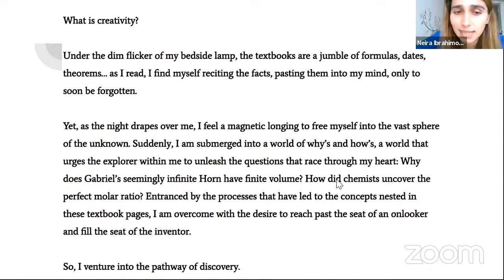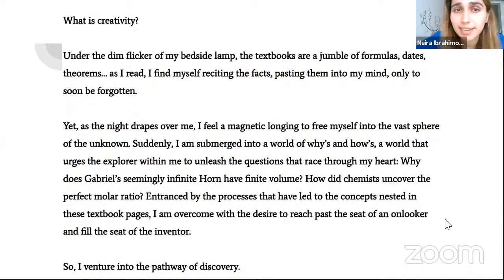Why does Gabriel's seemingly infinite horn have finite volume? How did chemists uncover the perfect molar ratio? Entranced by the processes that have led to the concepts nested in these textbook pages, I am overcome with the desire to reach past the seat of an onlooker and fill the seat of the inventor. So, I venture into the pathway of discovery.